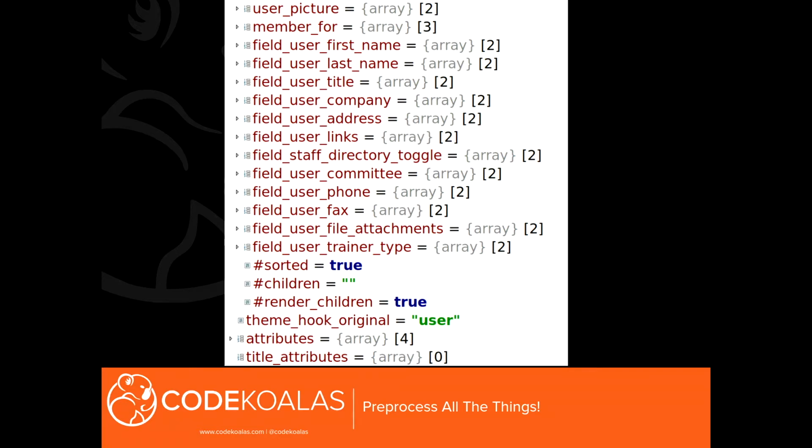Some other examples, if you just wanted to remove a field because your client no longer wants a bio on the user, you could do that. There are lots of examples. You can check if it's sorted, etc.